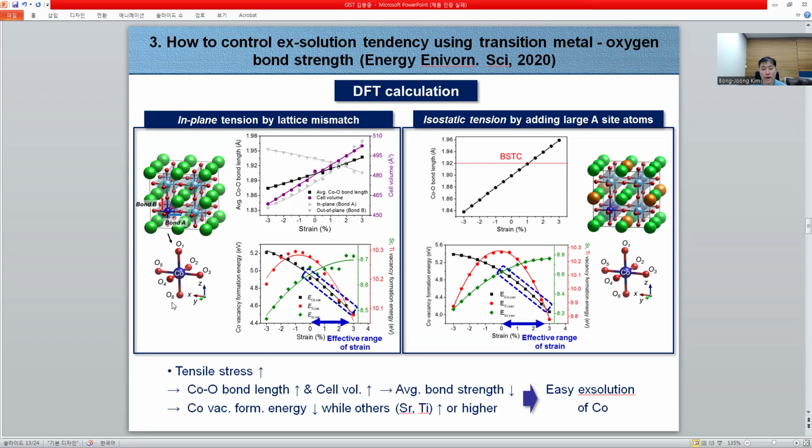The other way is applying isostatic tension by adding larger A-site atoms. From DFT calculation, same as lattice mismatch, in the tensile strain ranging up to 2.5%, the cobalt vacancy can form favorably compared to strontium and titanium. Therefore, DFT calculation proves that tension from lattice mismatch and adding larger A-site atoms effectively increase exsolution tendency.